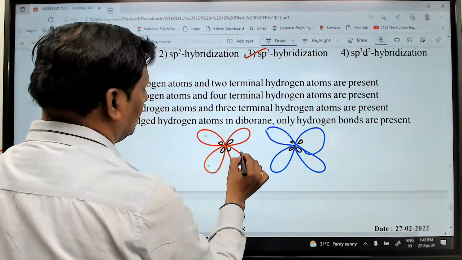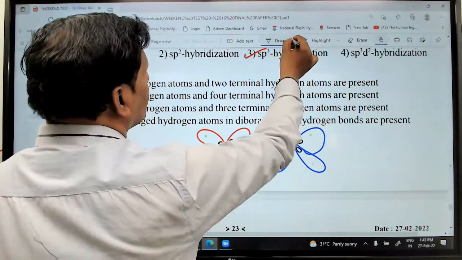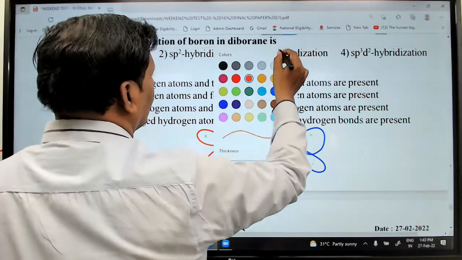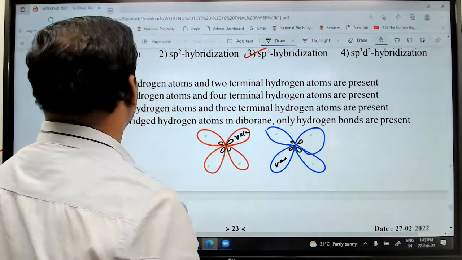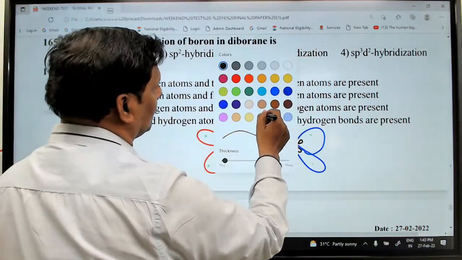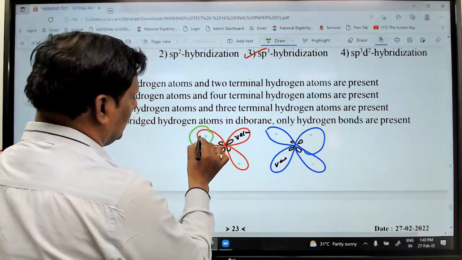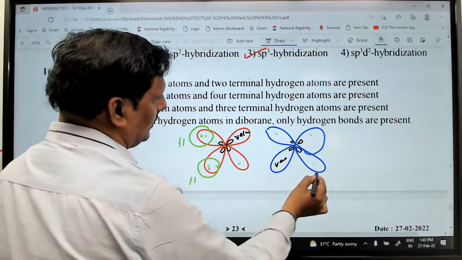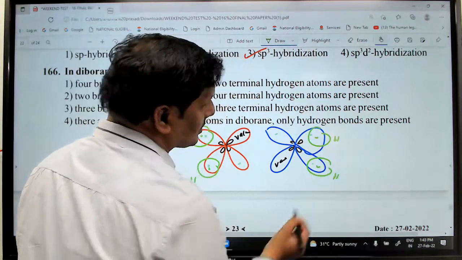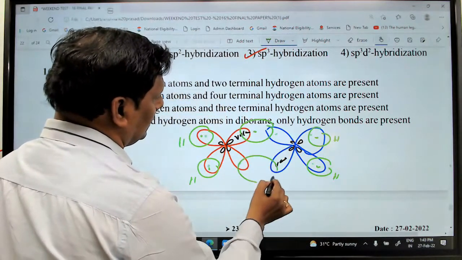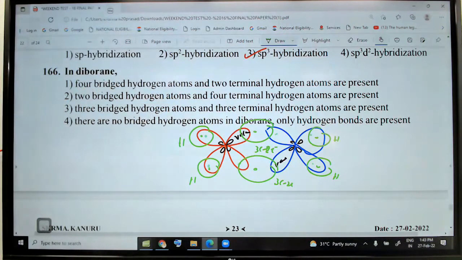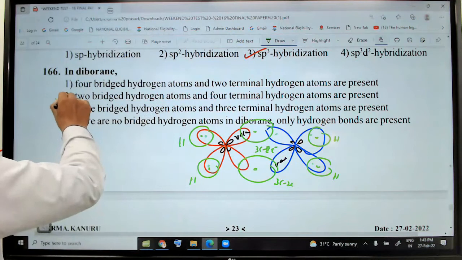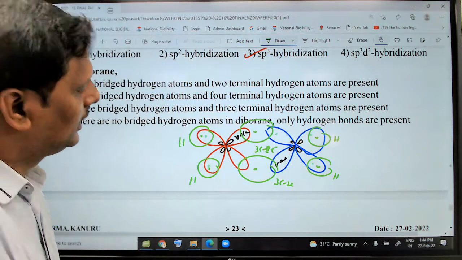1, 2, 3. This one is a vacancy, this is vacant here. For hydrogen, look, this hydrogen, this hydrogen, these are the 2 centre 2 electron bonds. And here in the middle, this one is a 3 centre 2 electron bond. So there are 4 bridge, no, incorrect. 2 bridge hydrogen atoms and 4 terminal hydrogen atoms are present. It's a very simple diagram.